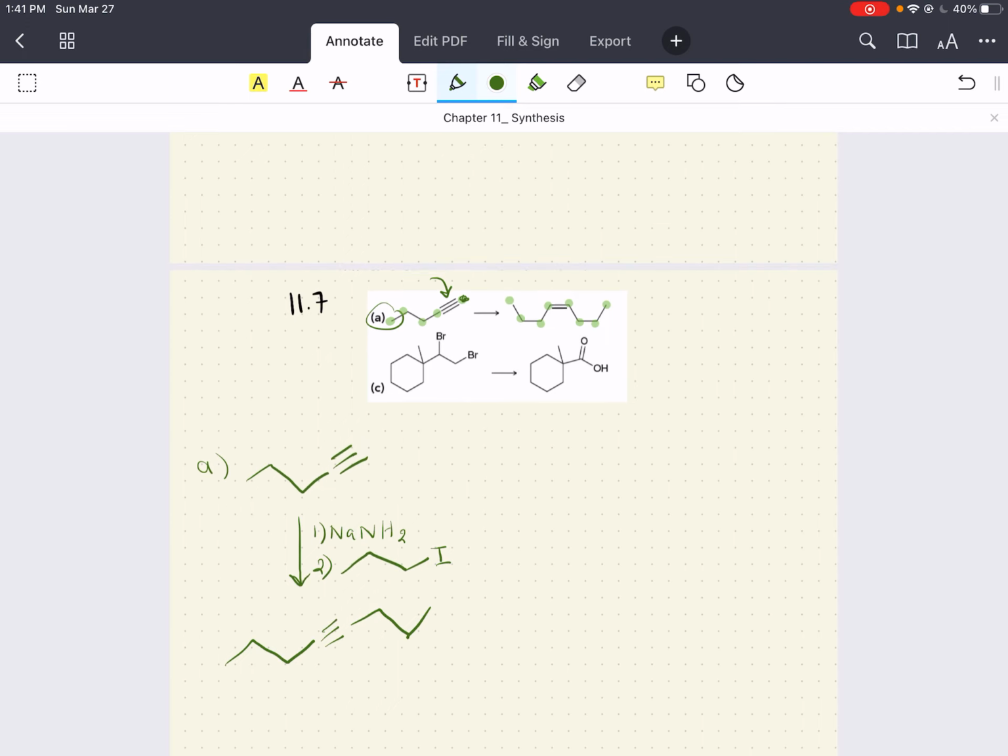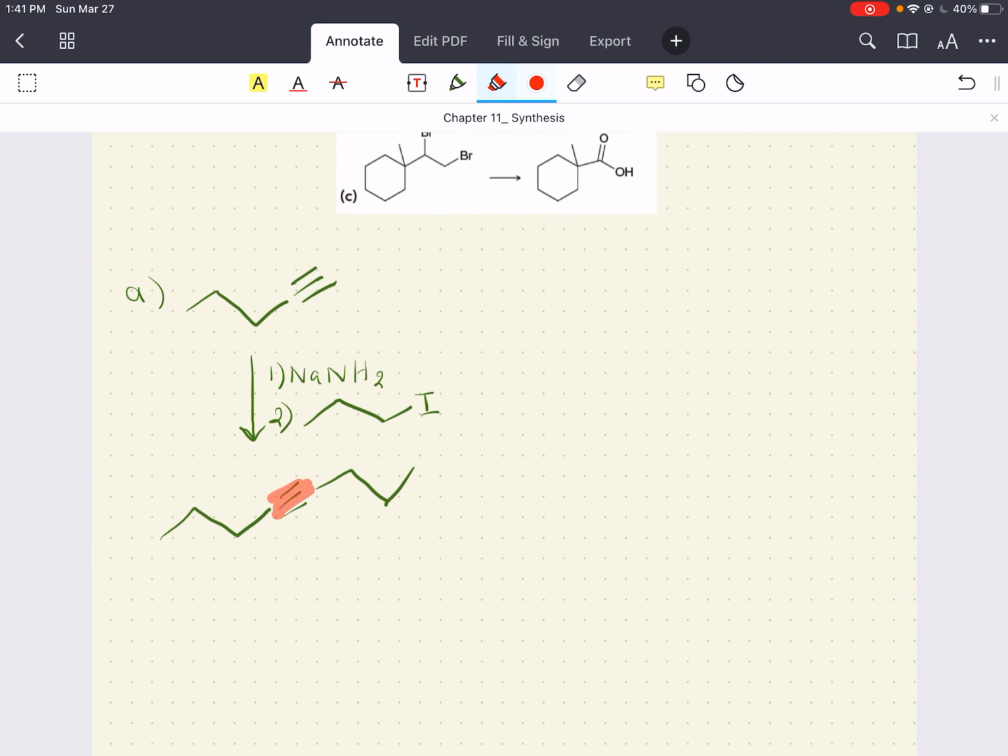Now, what you notice here, let's erase this really quickly, use a different color. To this double bond, we have 1, 2, 3 carbons on one side and 1, 2, 3 carbons on the other side. Let's look at this triple bond. We have 1, 2, 3 carbons on one side, 1, 2, 3 carbons on the other side. Fantastic. So we don't have to worry about shifting anything now. All we need is to convert the triple bond to a double bond.